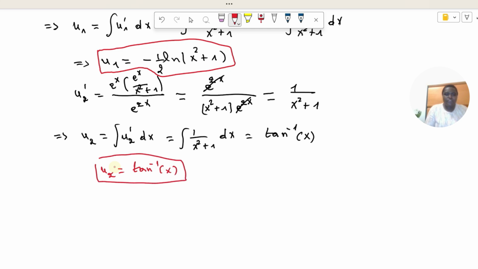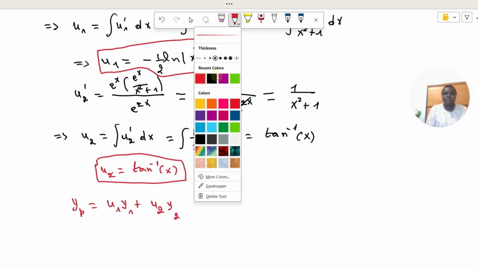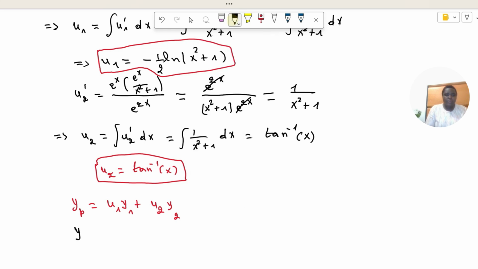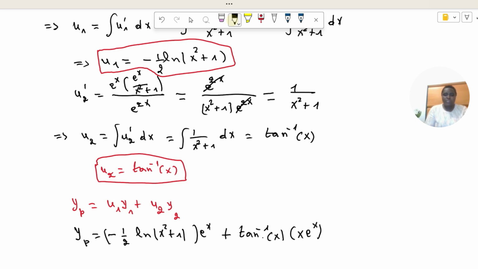Therefore, our particular solution yp, which was equal to u1 y1 plus u2 y2, will be yp equal to u1, which is minus 1 over 2 ln of the absolute value of x squared plus 1, times y1, and y1 was e power x, plus u2, which is tan minus 1 of x, times y2, and y2 was x e power x.